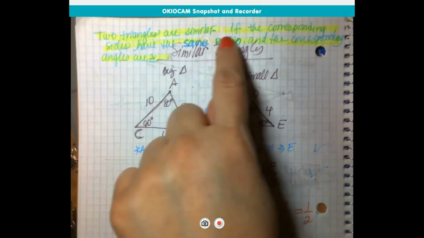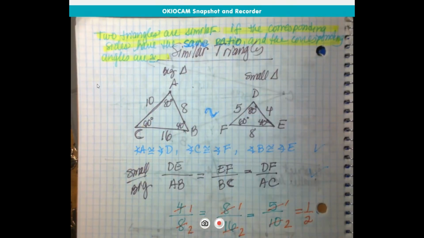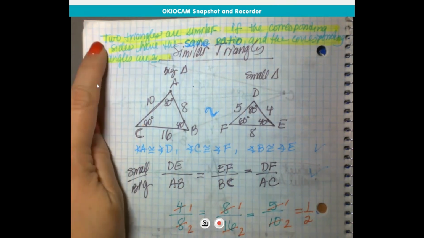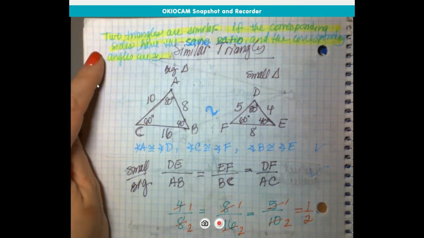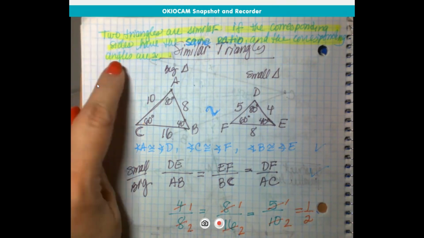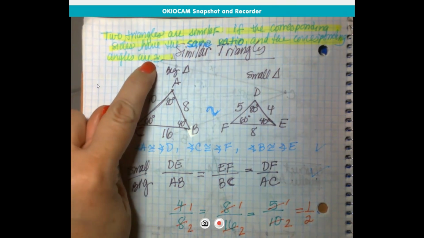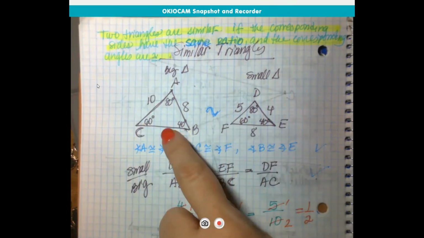Okay, so this is the definition, and I know it's in a light blue, so let me read it to you. So this says up here, this is the definition of similar triangles. 2 triangles are similar if the corresponding sides have the same ratio and the corresponding angles are congruent. So, see right here?